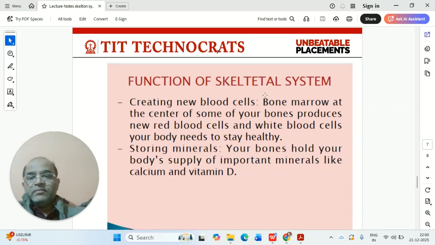The next one is creating new blood cells. Bone marrow at the center of some of your bones produces new red cells and white blood cells your body needs to stay healthy. Not all the bones of the body produce blood cells, but some bones create new blood cells.